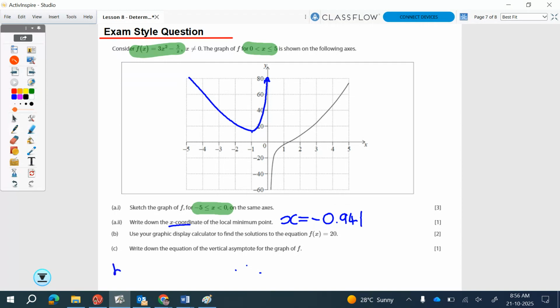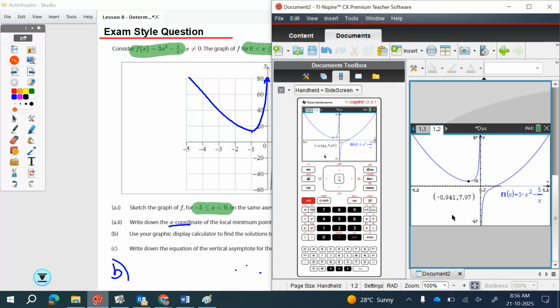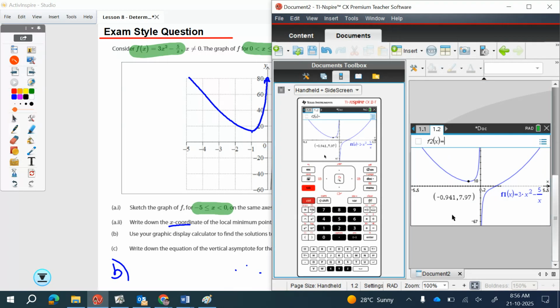So in question B now, I'm going to answer it here. Question B says, use your graph to solve the equation f of x equals 20. So it's an equation we're solving, but we're going to be solving it graphically. So we press tab, we type in the new function which is 20. So we want y equals 20. We'll draw a horizontal line like this one. And we need to solve it.